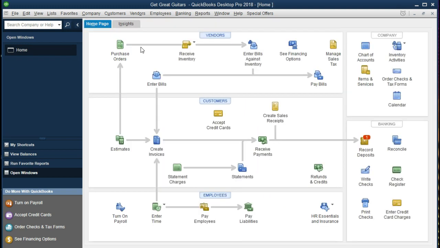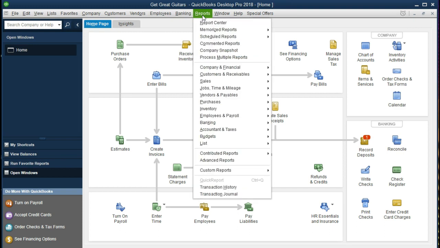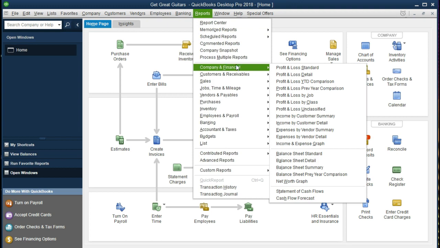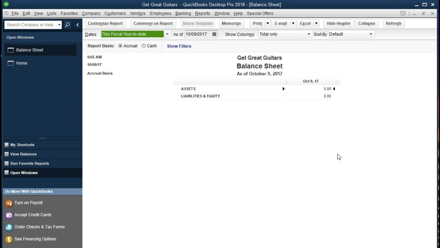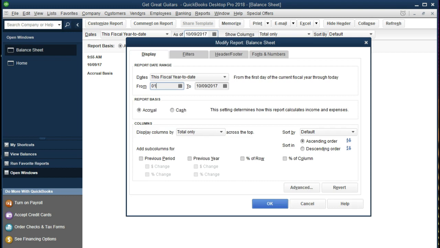Let's now take a quick look at our main financial statements and see if we can see what that did. We're going to go to reports, then company and financial, scrolling down to the balance sheet standard. I'm just going to go straight to the customized report so I can change just the date range at one time. We're going to go 01/01/21 to 12/31/21. I want a range so that when we drill down on the data, we'll have a range within the transaction report. So I'm going to say OK.